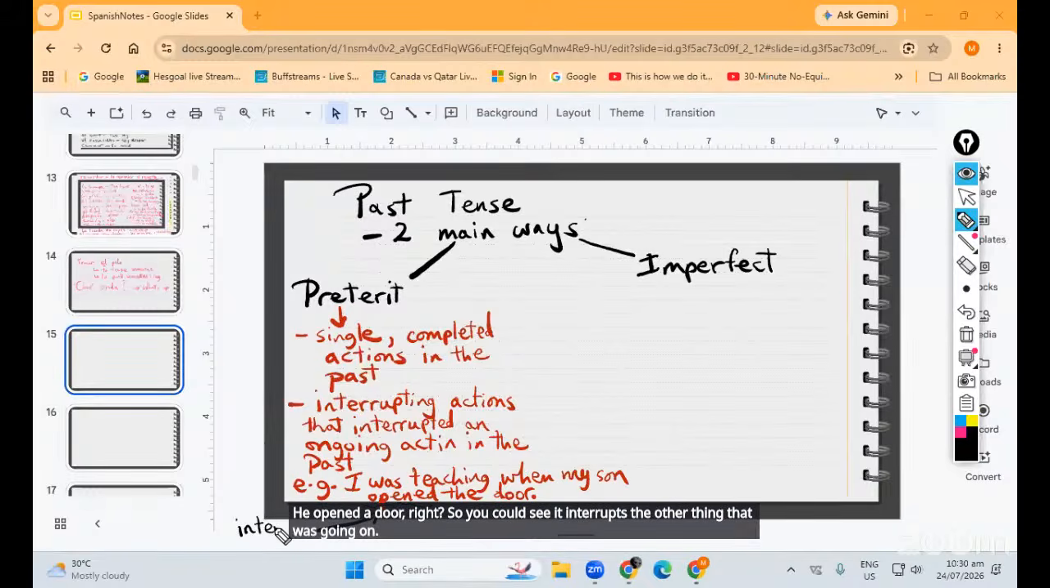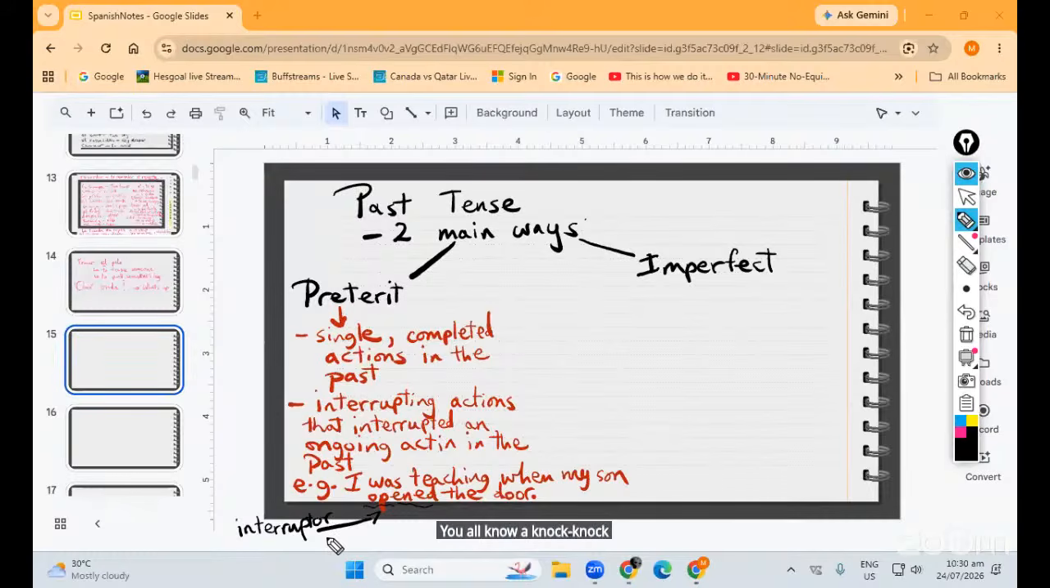That's the interrupter. You all know the knock knock joke about the cow where knock knock, who's there? Cow moo, and then he answers interrupting cow. It's better when there's two people and it's in person.